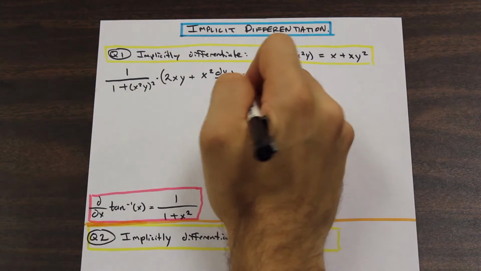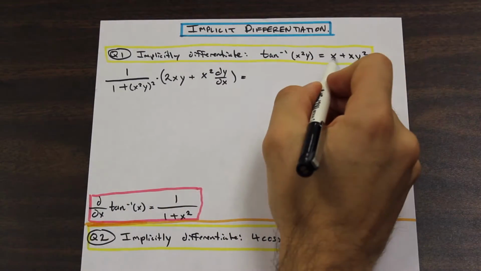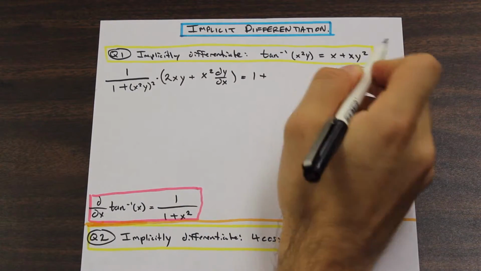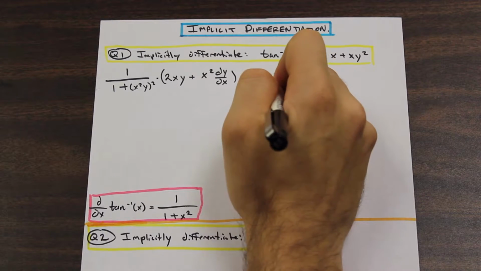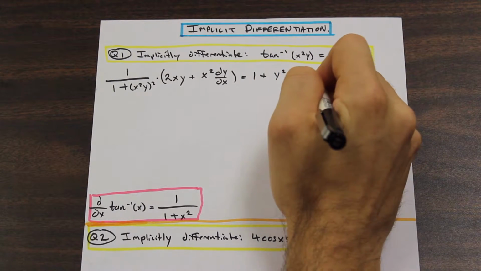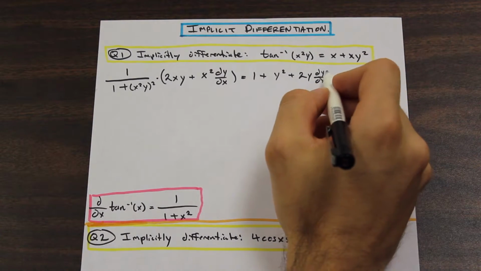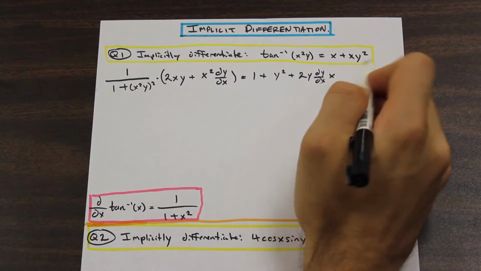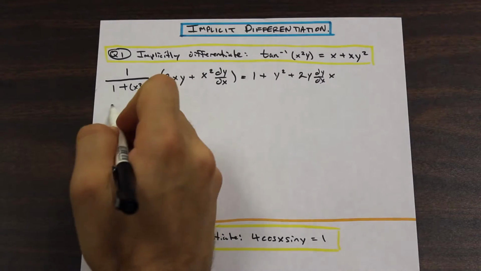Perfect. That is going to be equal to, and let's do the right side of the equation. We have x plus xy squared. The derivative of x is 1. For xy squared, we need to use the product rule again. The derivative of x is 1 times y squared, plus the derivative of y squared, which is 2y dy by dx. Always remember that when we're implicitly differentiating y with respect to x, we add our dy by dx, and then we multiply that by x. So that's done. Let's move on to the next step below.